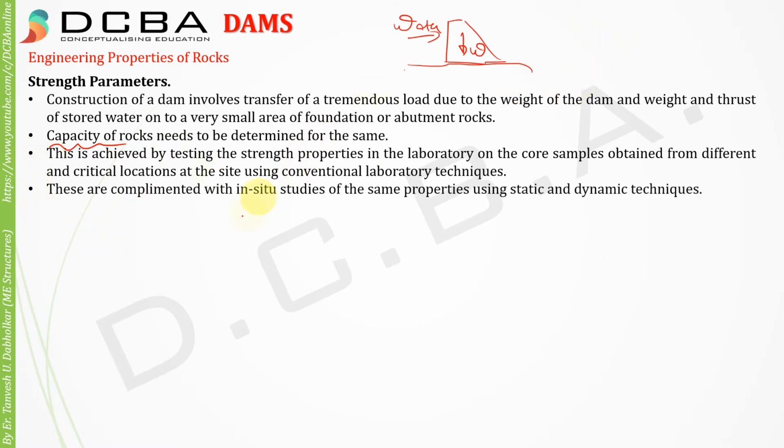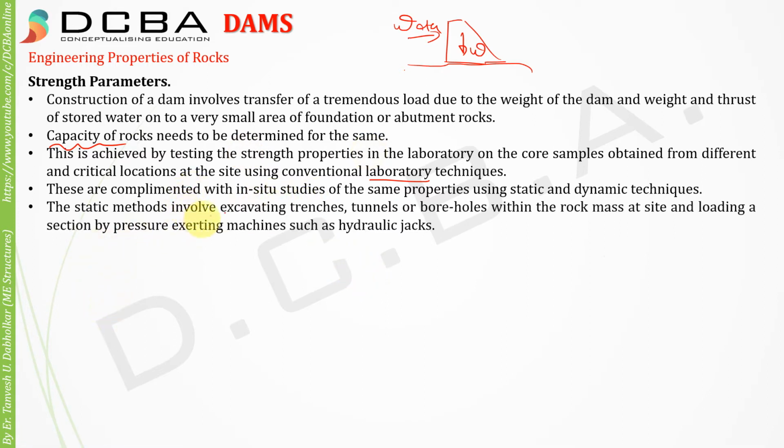These are complemented with in situ studies of the same properties using static and dynamic techniques. So the one that we just discussed above was laboratory techniques. In situ means what you do on site. So on site also you can find the strength of your rocks and the strength of the site. That can also be achieved using suitable techniques.